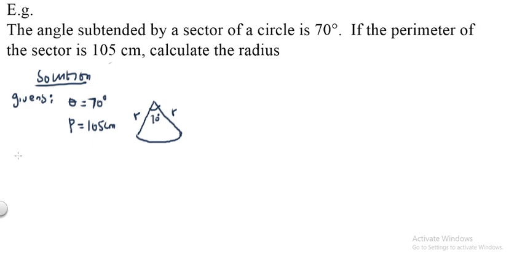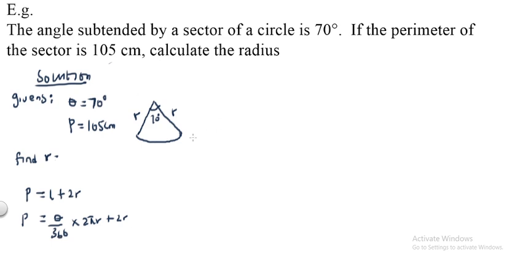That's all we're given. We're now told to find the radius. The formula we know is P is equal to L plus 2R. Now we know P, but we don't know R and L. We can write out L in terms of R, so that this will be equal to theta over 360 times 2 pi R plus 2R. So P will be equal to all of these things. Then we'll try to make R subject of the formula from here to be able to find the radius.